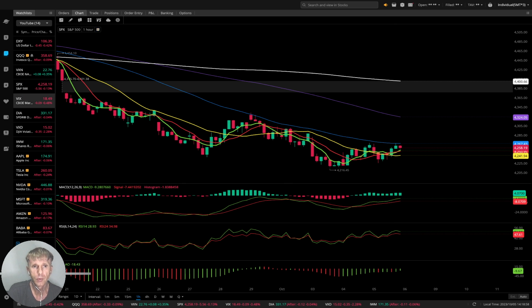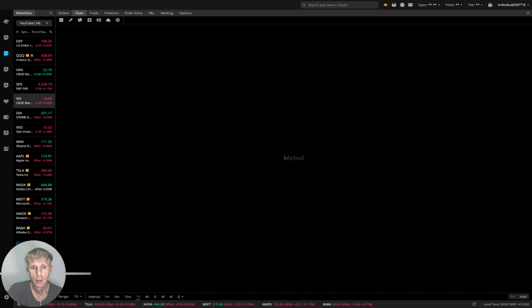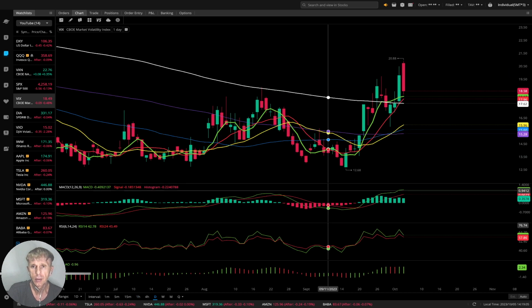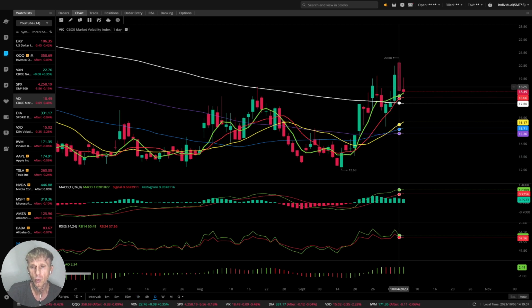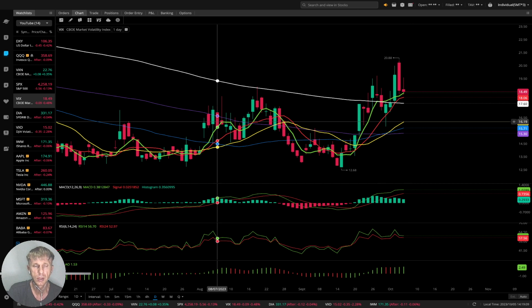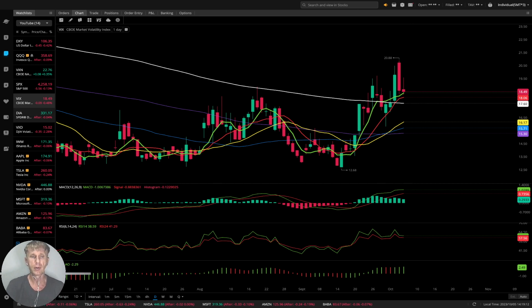Now let's move to VIX. VIX daily, right? Red bar, but still above all moving averages, still positive, bullish. It is bearish for S&P 500.